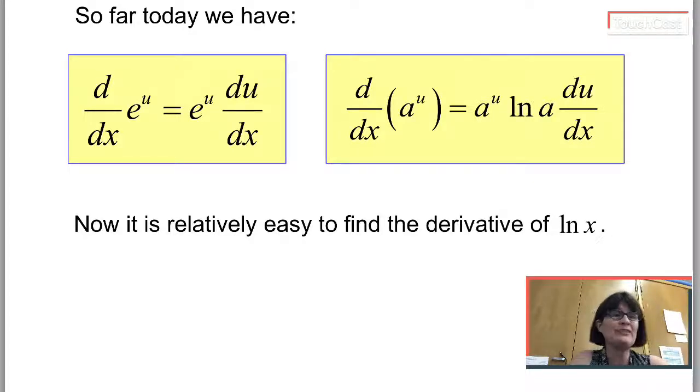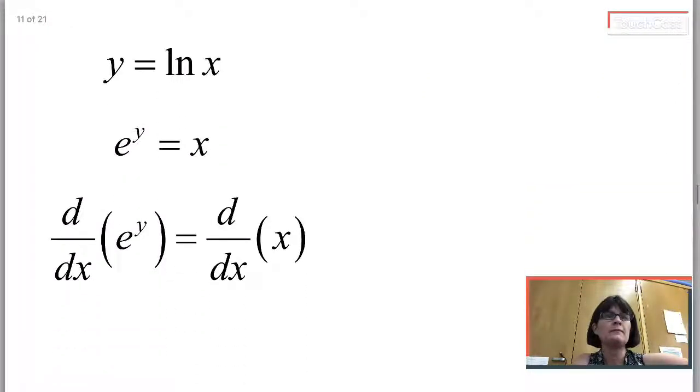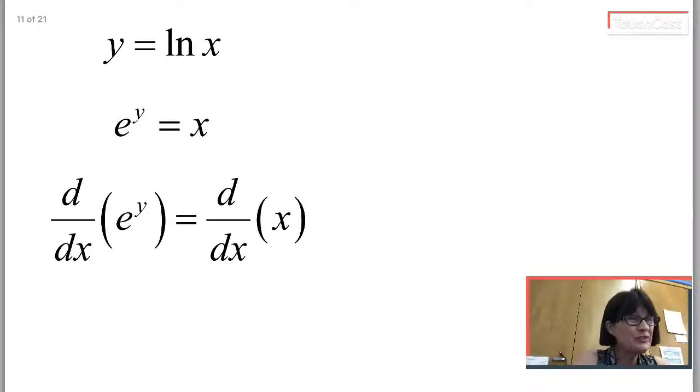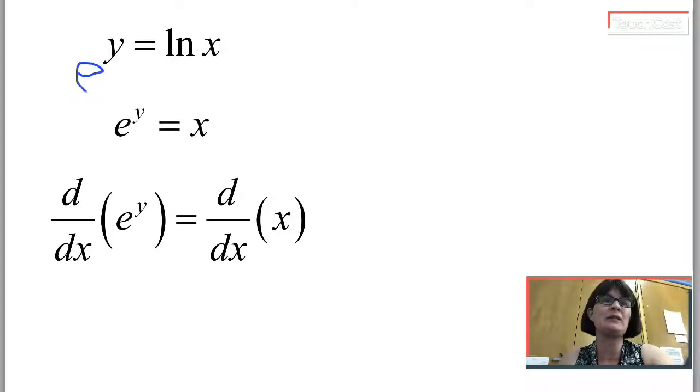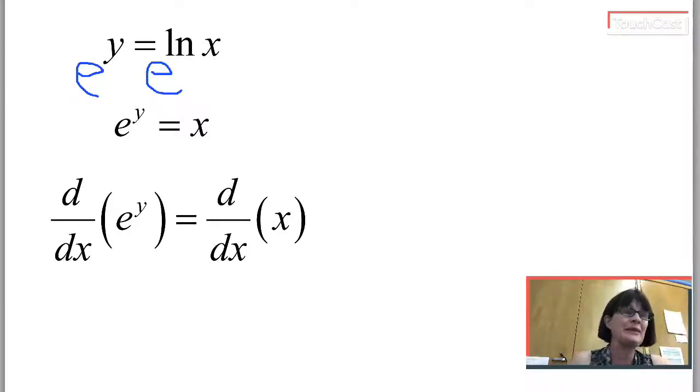Okay, so these are the 2 that you have written in on your paper already, and we can use these now to find derivatives of logarithmic functions. So we can actually use implicit differentiation. If I want to find dy dx when y is the natural log of x, I can exponentiate both sides. Watch this. I'm going to make both sides the exponent on a base of e. Sometimes instead of exponentiate, we say I'm going to e both sides. It's not a real word, but you can say that.